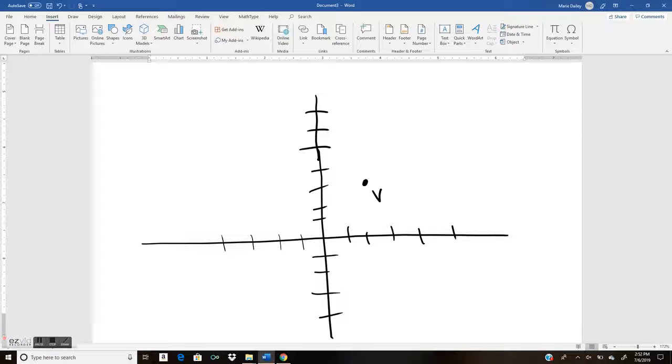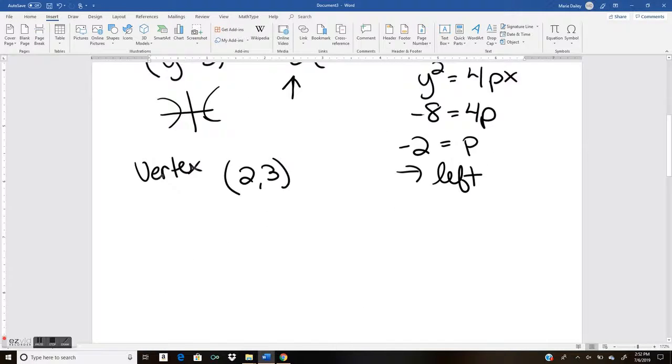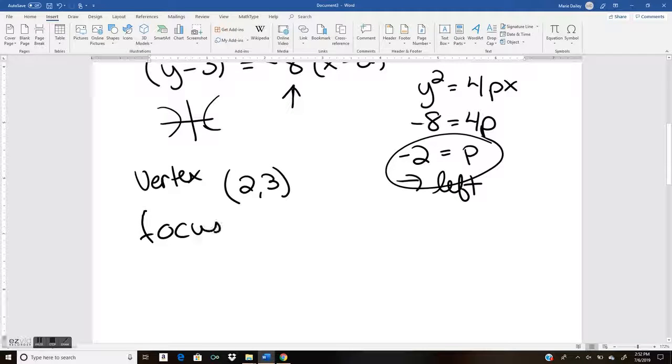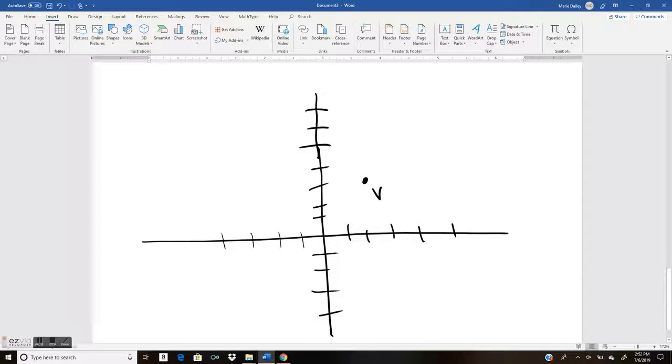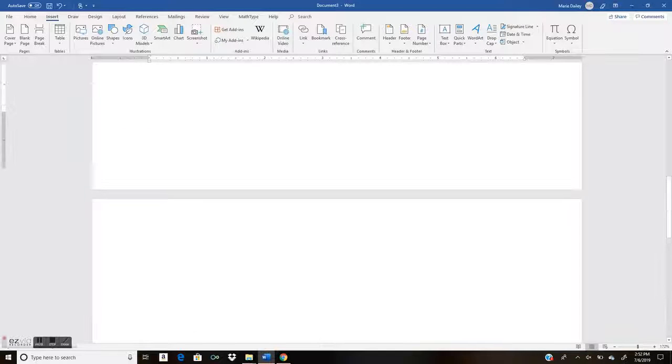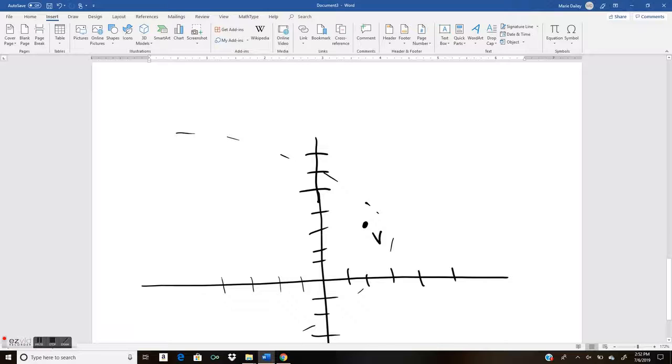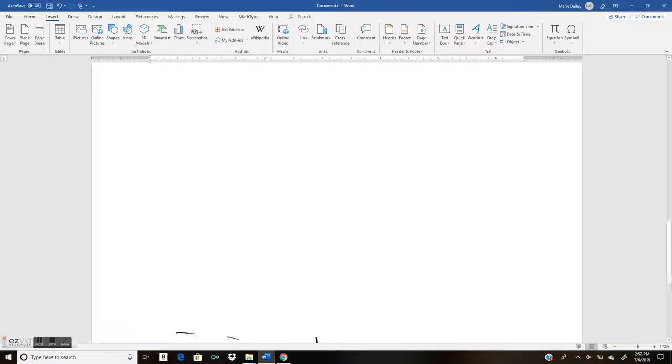To get the focus, since our p-value is negative 2, that means our focus is going to lie 2 units to the, I totally lied there. Why do I keep saying up and down? Since p is negative and y is squared, we know that the graph is going to open to the left. I'm losing my mind today. Okay, so since p is negative 2, the focus is going to lie 2 units to the left of our vertex. So on the graph, when I move it over 2, it's now going to be right on the y-axis. So that's going to be my focus.